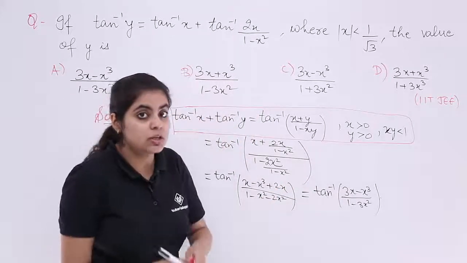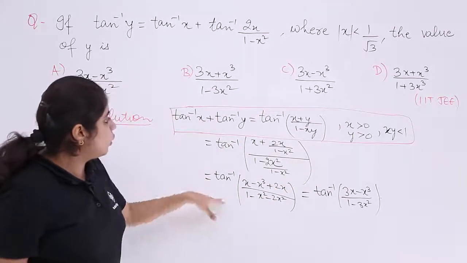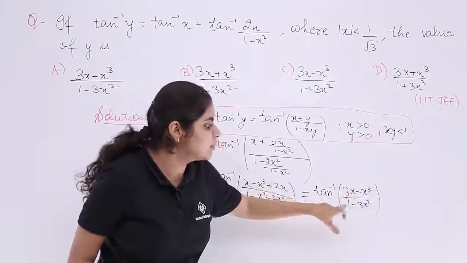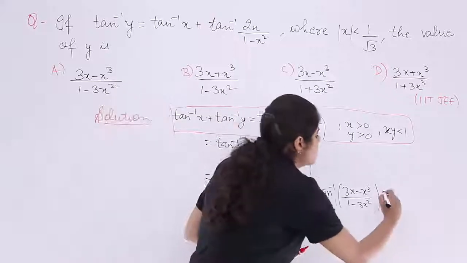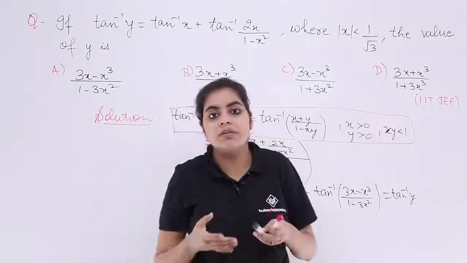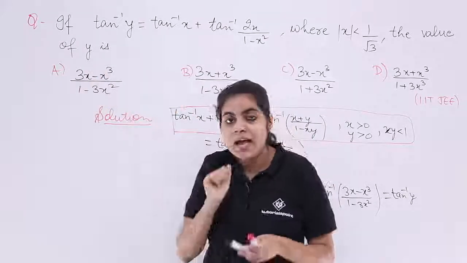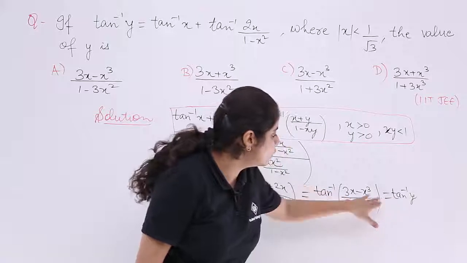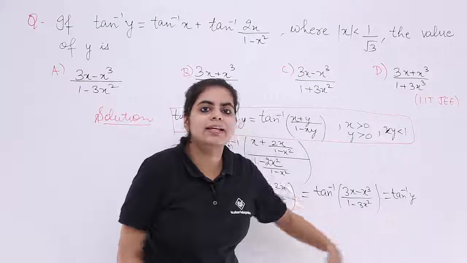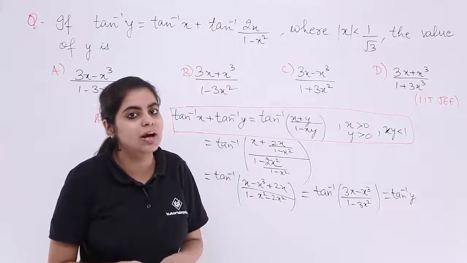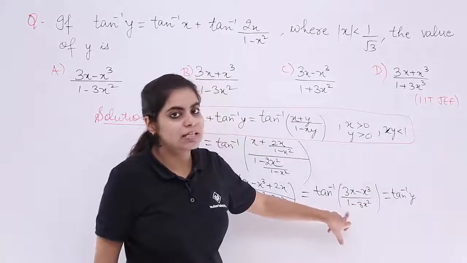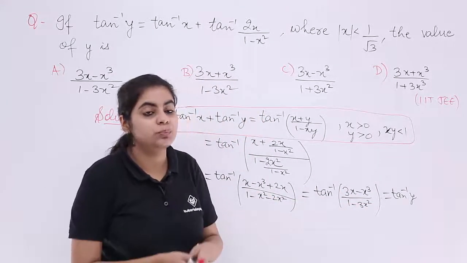This is what we have got for the question. Tan inverse y is equal to tan inverse 3x minus x cube upon 1 minus 3x square. Now, what were we supposed to find? We were supposed to find the value of y, and what have we got? We have got the value of tan inverse y. Now, both the tan inverse from here and here get cancelled. So what is basically the value of y? The value of y is nothing but 3x minus x cube upon 1 minus 3x square.